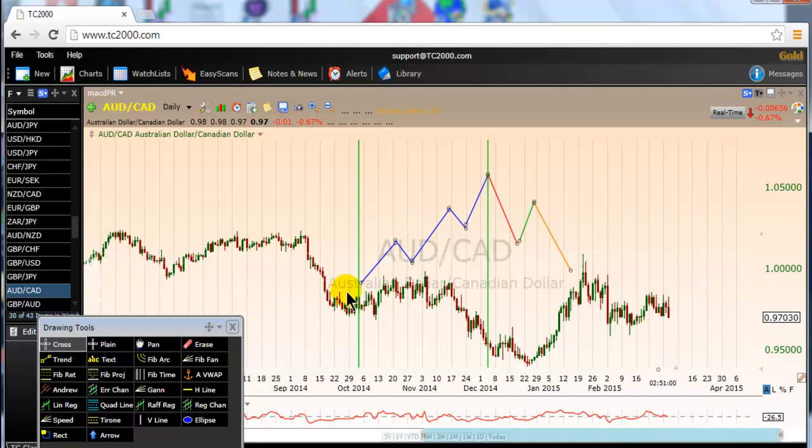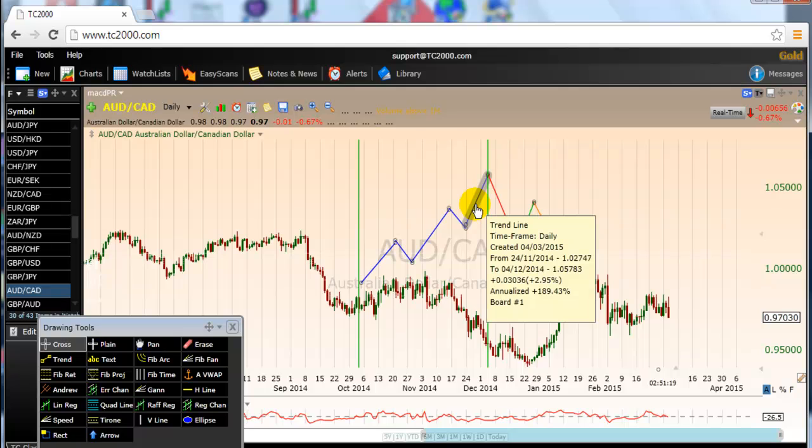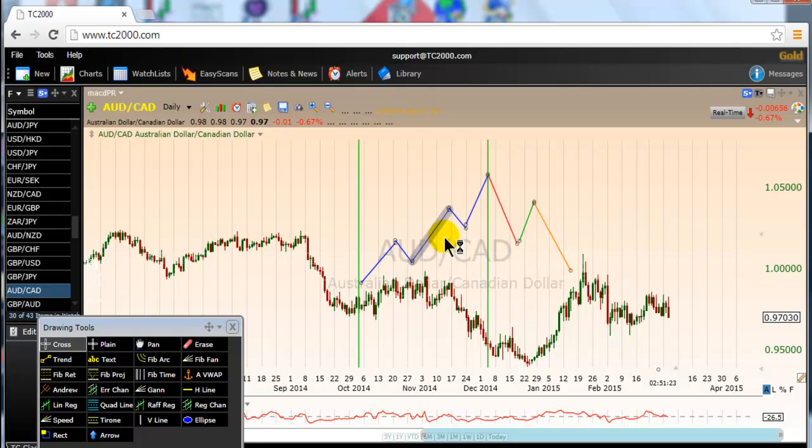So we see 1, 2, 3, 4, 5 Elliott-Wave. From here to this point, between the two vertical lines, we have 5 Elliott-Wave. This is what we call a motive wave. The first wave, the third wave, and the fifth wave are what we call the impulsive waves. After a motive wave, we usually have a correction.